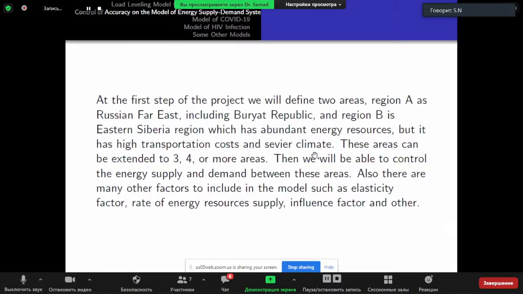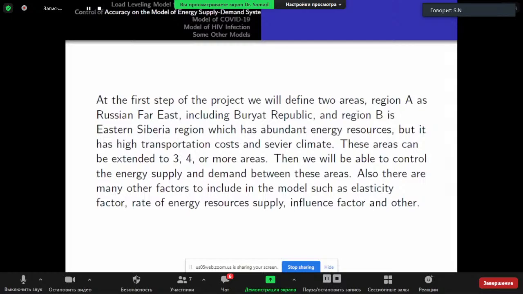The problem is about supply and demand of energy in Russia, including the Russian forest, including Korean Republic and region B. It's between two areas, and Korean Republic and region B is the Siberian region, which has limited energy resources, but it has high transportation costs and severe climate. So completely we can see the importance of models, how the model is forecasting the supply and demand of energy in two parts, two different areas of Russia.